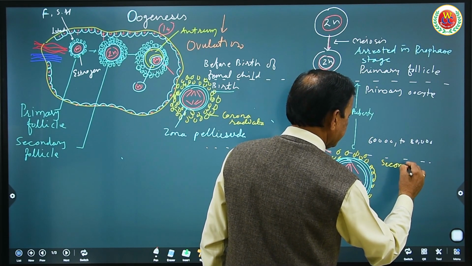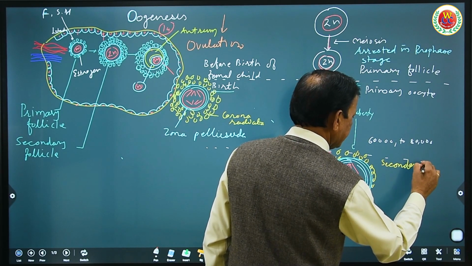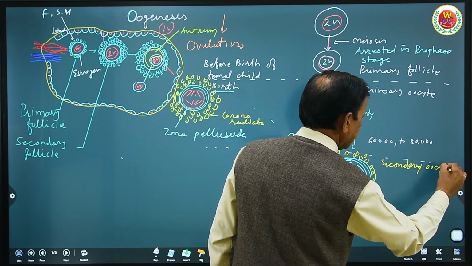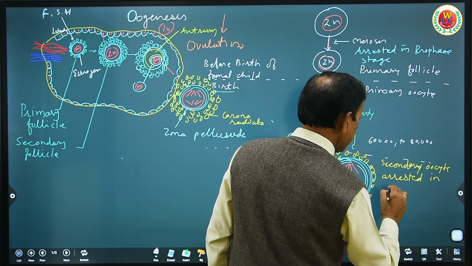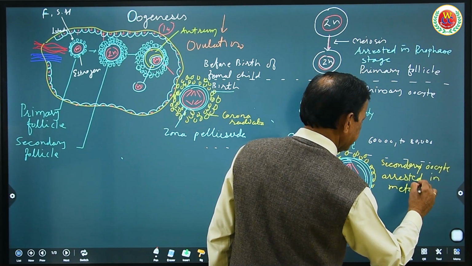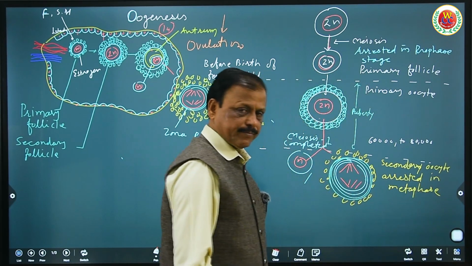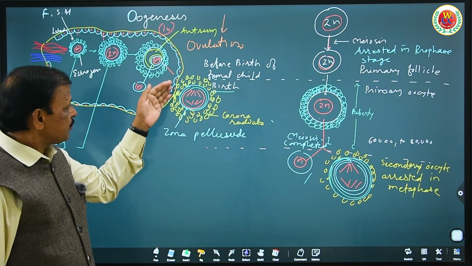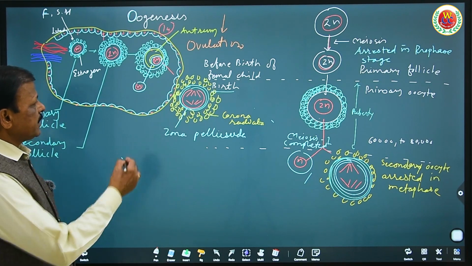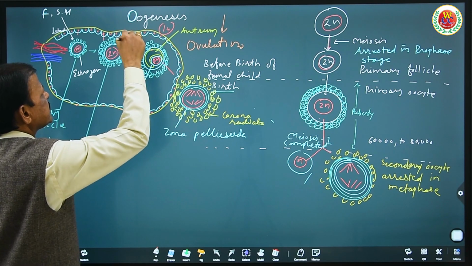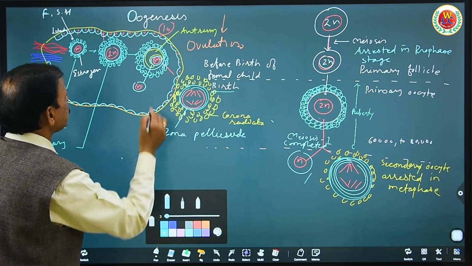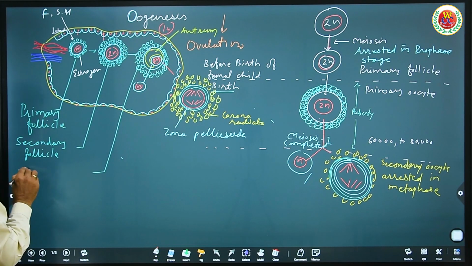Secondary oocyte arrested in metaphase stage, that is incomplete development, and that is released from the ovary on 14th day. The remaining cells of that tertiary follicle, this is a tertiary follicle. It's very important to know this is a tertiary follicle.